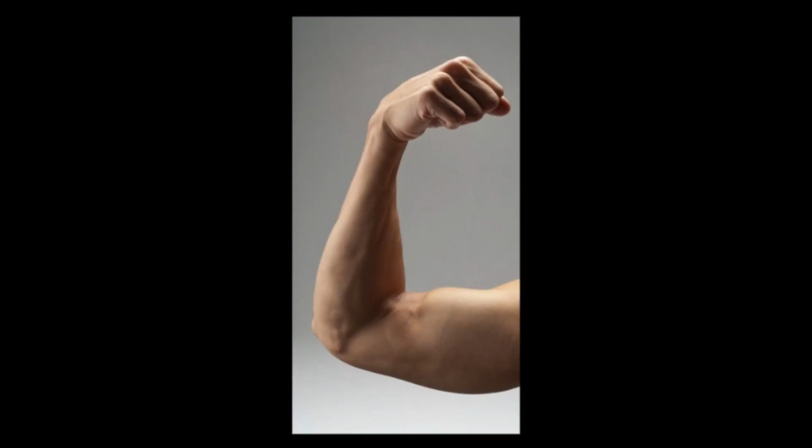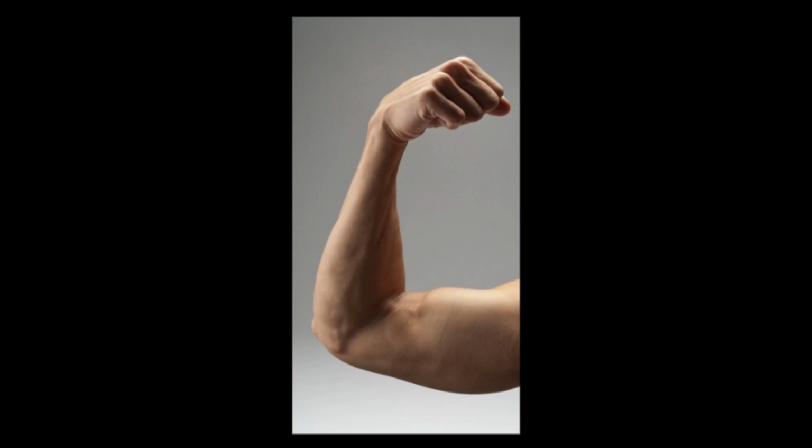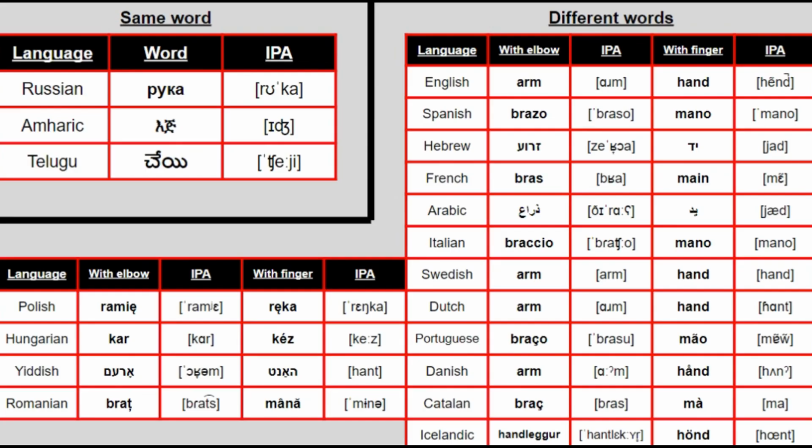Alright, so now look at this picture. Is this one body part or two? Well, that depends on what language you're speaking, of course, so now it's time to talk about limbs. As shown here, arm and hand can sometimes be considered part of the same body part. For example, in Russian they're both ruka, and in Telugu they're both chei. Here's all the other examples.